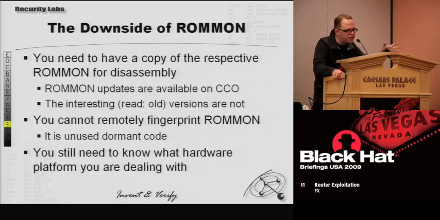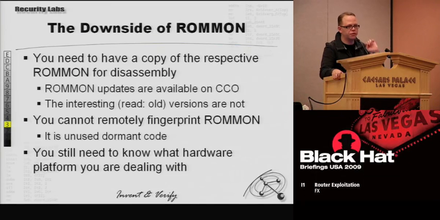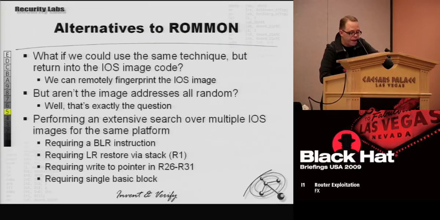You can estimate what's the most likely version, but you can't actually tell exactly before you fire your $150,000 expensive Cisco zero-day against the foreign nation's infrastructure. So this is not perfect. And you still need to know what hardware platform you're dealing with. So an alternative technique would be, well, what if we actually use the same technique with the image instead of the ROMMON? And this is what I'm currently looking at right now.